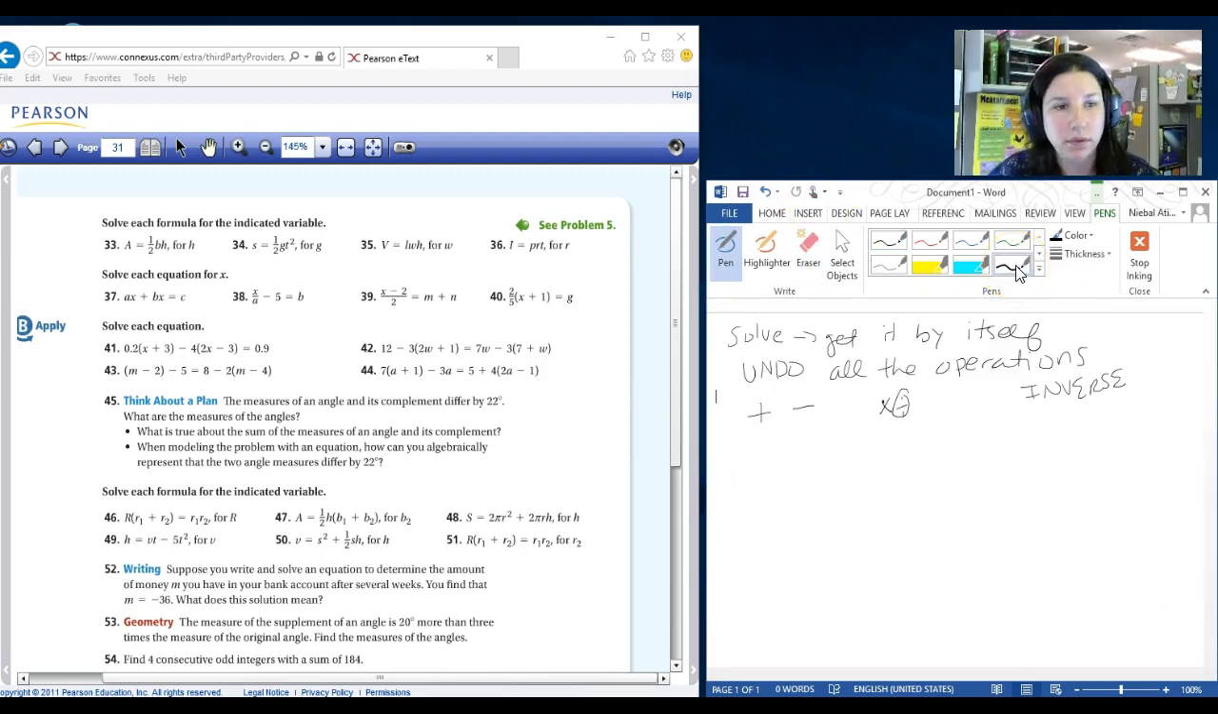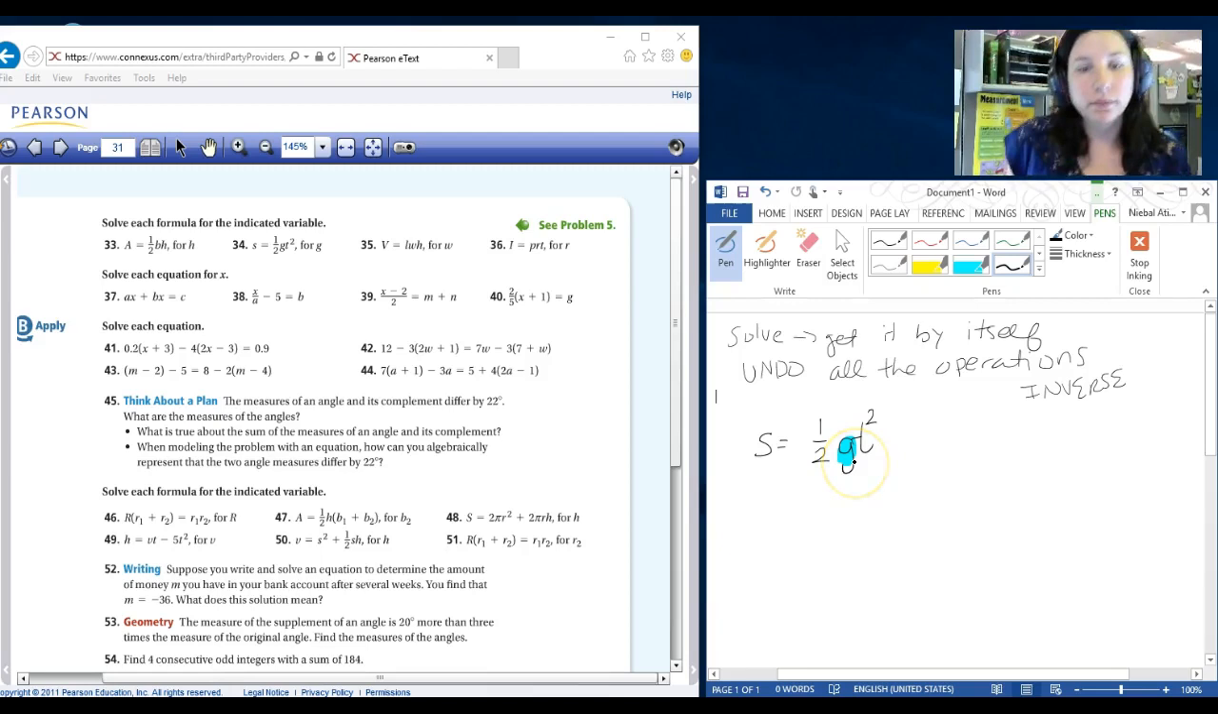Let's try another one. Let's do 34. S equals 1/2 gt squared. Right now it's solved for S. They want us to solve it for G. So we need to undo the 1/2 t squared, get the G all by itself. So again, these are all multiplication here. So let's undo each piece.